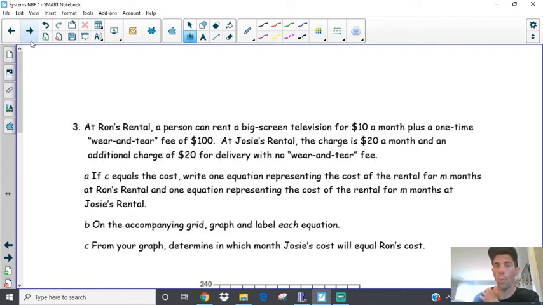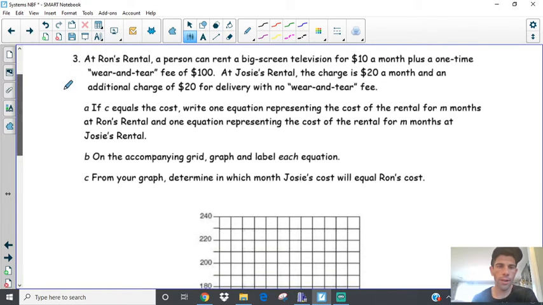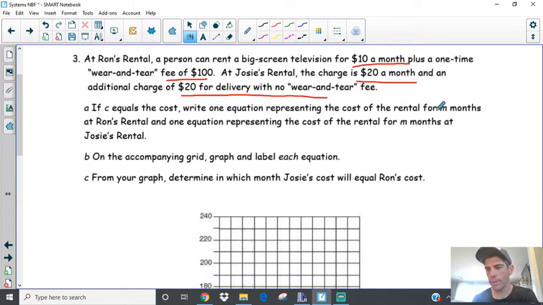All right, so just one more question, everybody. This is going to be a word problem type question where they're not giving you the equations and you have to write it yourself. At Ron's Rental, a person can rent a big screen television for $10 a month plus a one-time wear and tear fee of $100. At Josie's Rental, the charge is $20 a month and an additional charge of $20 for delivery with no wear and tear fee. So if C equals the cost, write one equation representing the rental for M months at Ron's Rental and one representing the cost in months for Josie's Rental.